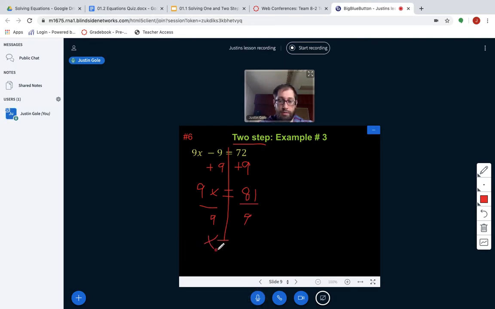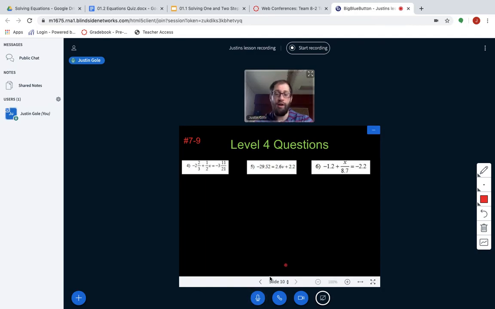Always, always, always do the inverse. And make sure you do it to both sides. I'm crazy, I know. Okay, x equals 9. 81 divided by 9 is 9. 9x divided by 9 is x. We know how to do this by now, right? But now is where we get thrown off a little bit.